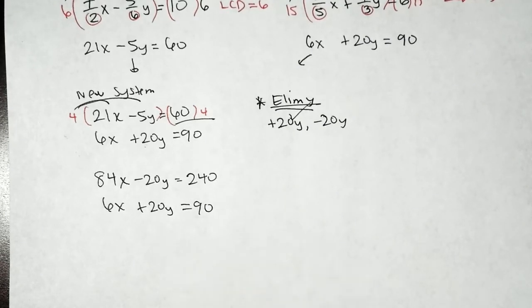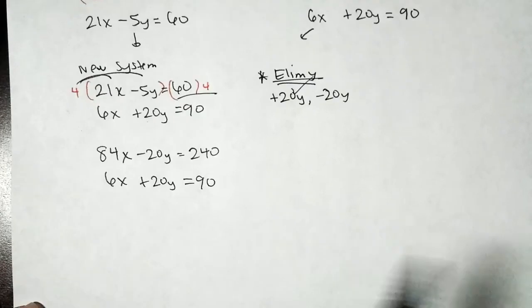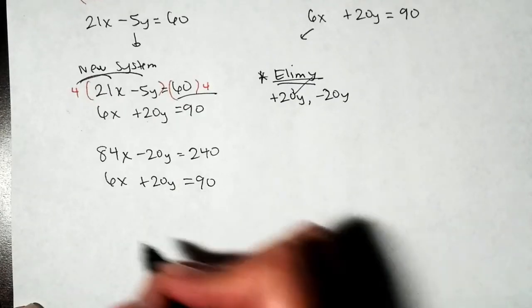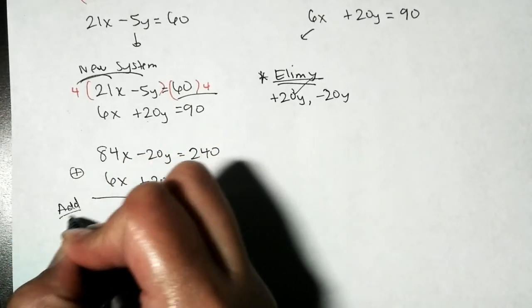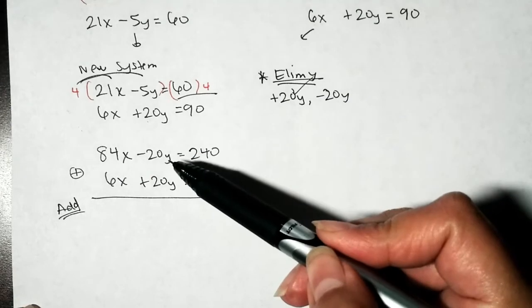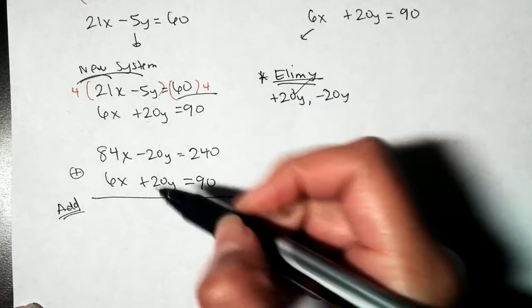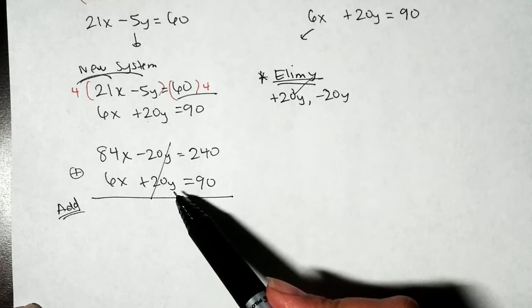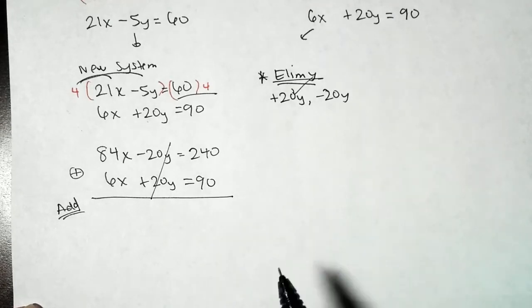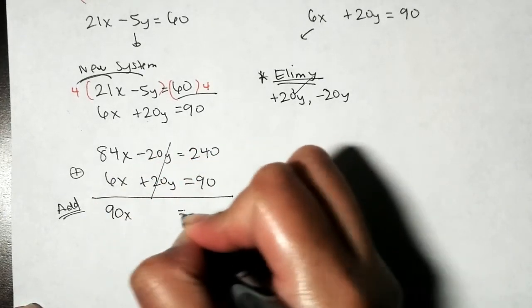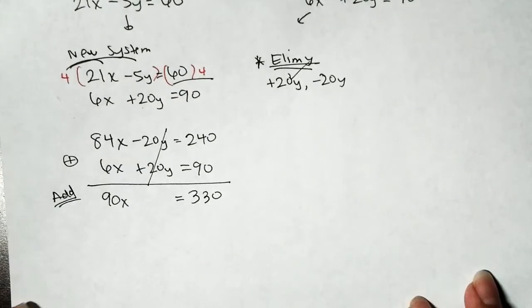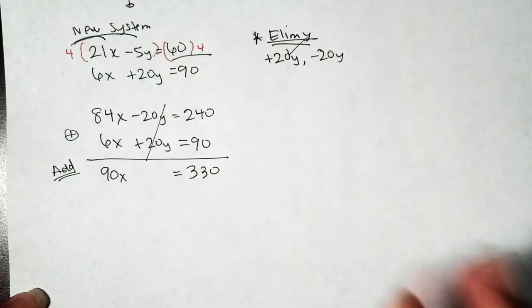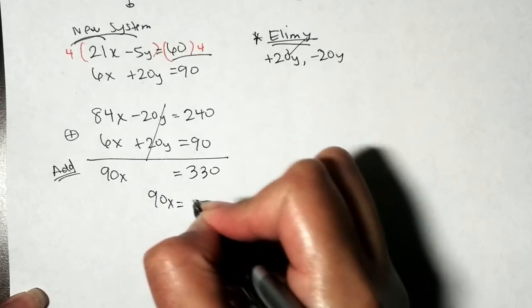Let's go ahead, add the equations to eliminate the desired variable. So we're going to add in a vertical column format. Let me go ahead, put my plus sign. I'll even write add for dramatic effect. Okay, so the sum of negative 20y and 20y will cancel out, and that's kind of what we wanted, because we said let's eliminate y, and that will leave us with 84x plus 6x, which is 90x, equals 240 plus 90, which will give us 330.